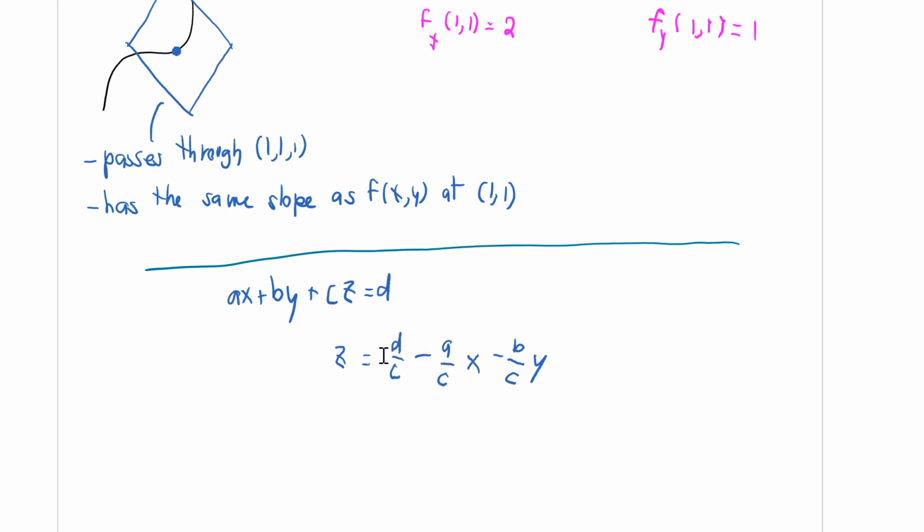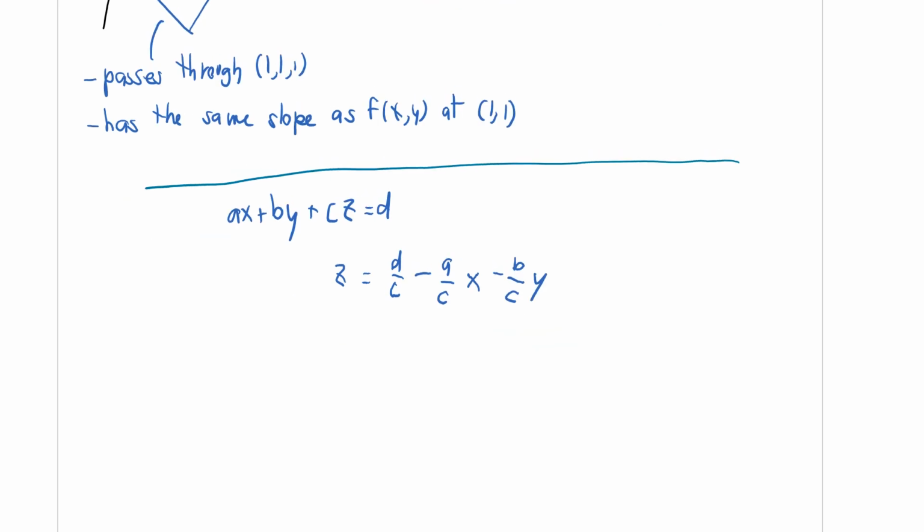Now, I want the partial derivative of z with respect to x to be equal to 2 at the point (1, 1). So let's compute the partial derivative here. The partial derivative of z with respect to x: I ignore the y. d/c is a constant, so it's gone. The derivative of -(a/c)x is just -a/c. And -(b/c)y is gone because y is treated as a number.